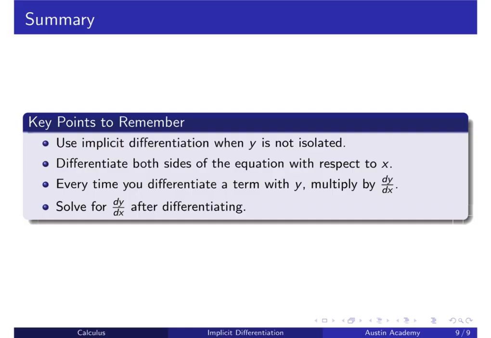Summary. Key points to remember. Use implicit differentiation when y is not isolated. Differentiate both sides of the equation with respect to x. Every time you differentiate a term with y, multiply by dy/dx. After differentiating, solve for dy/dx algebraically.